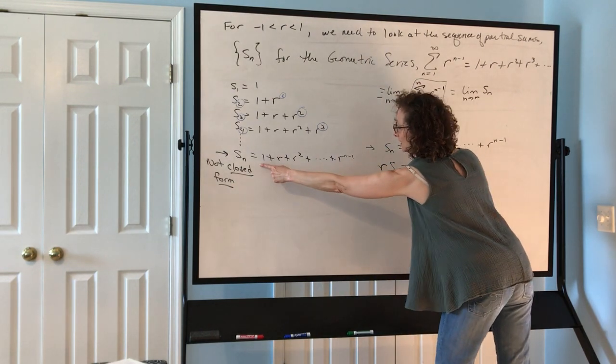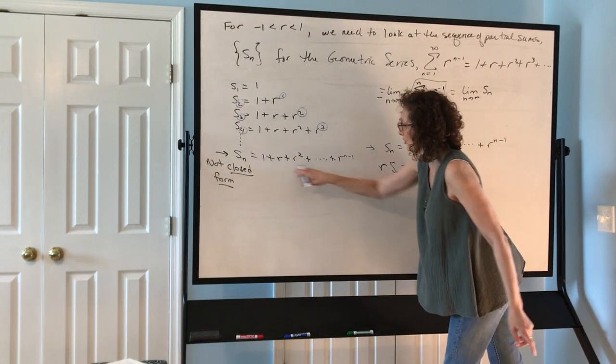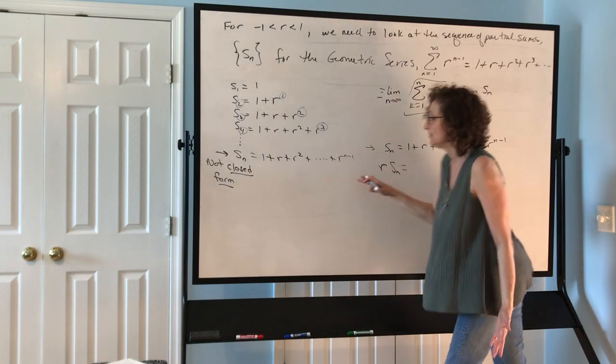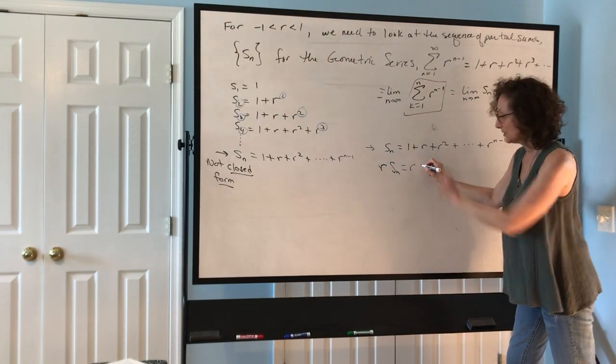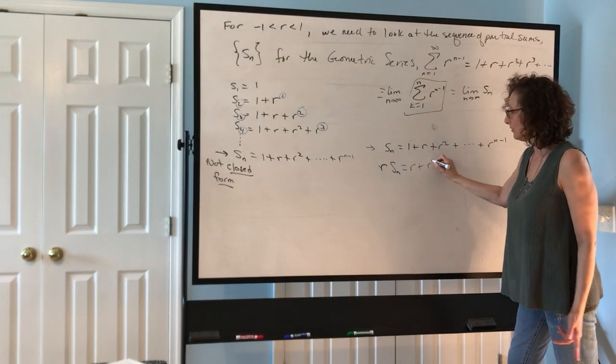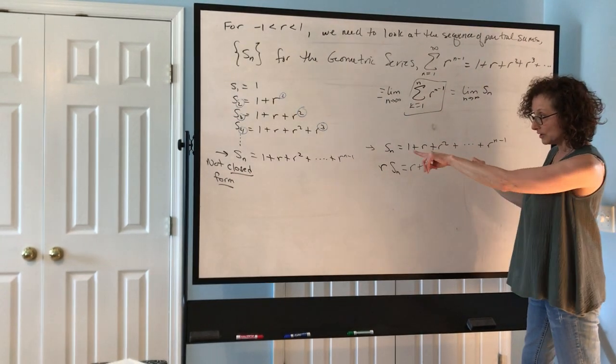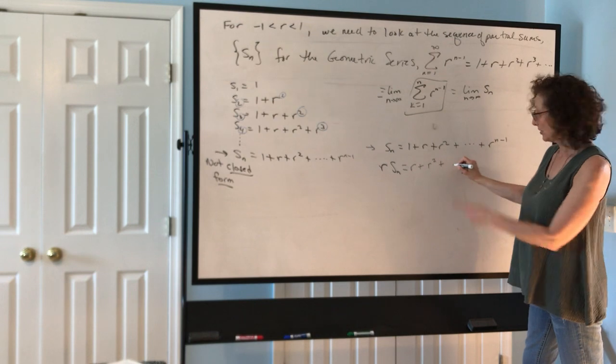So r times Sn, this is just a finite number of terms, so all I'm doing is distributing r times each one of these guys, right? So what I have, 1 times r is r, plus r squared, right? 1 times r times r is r squared, plus r times r cubed.